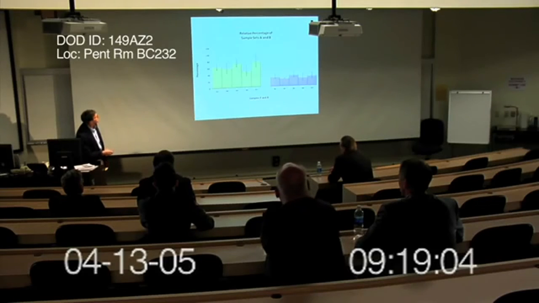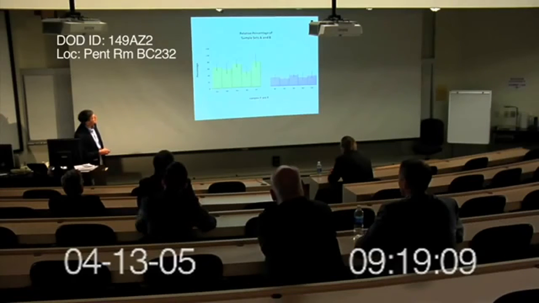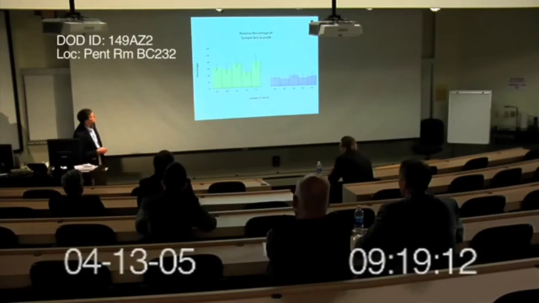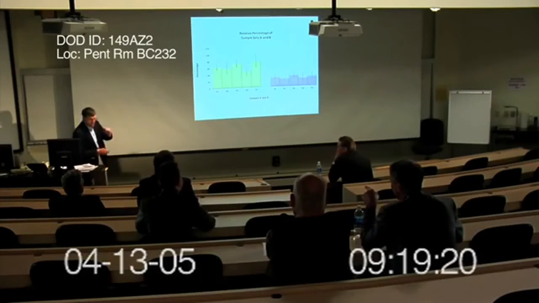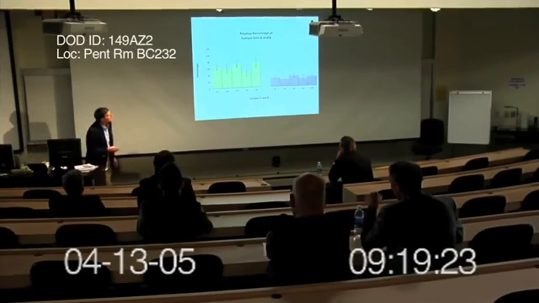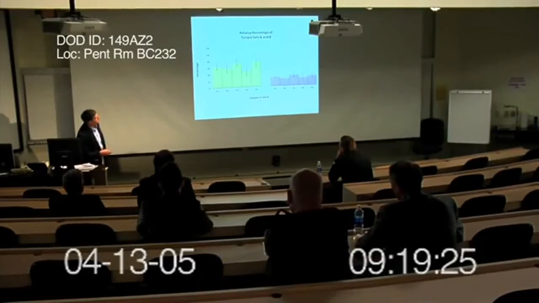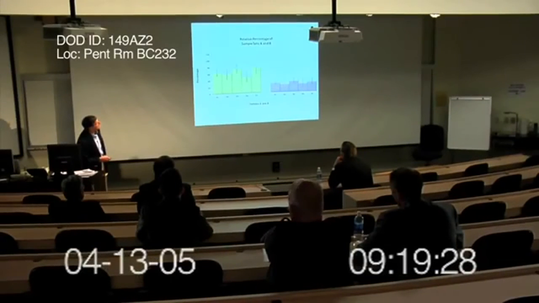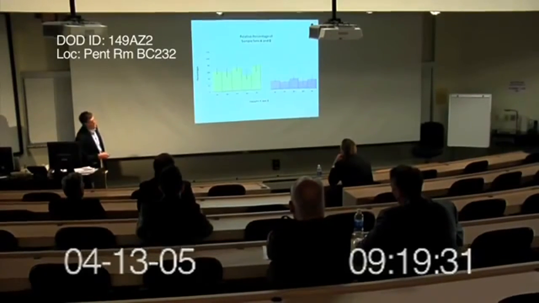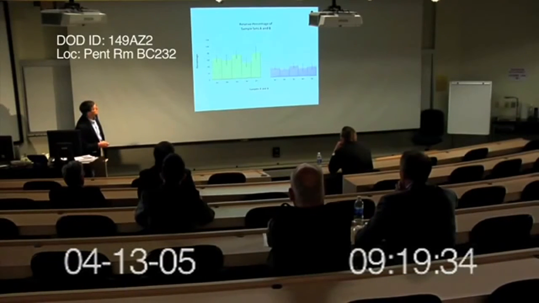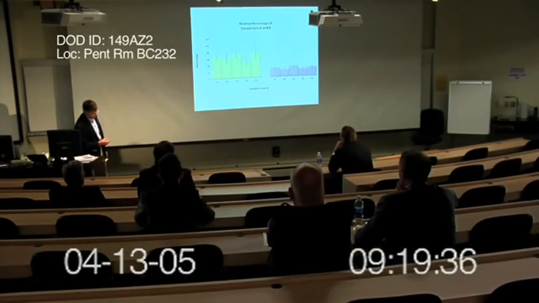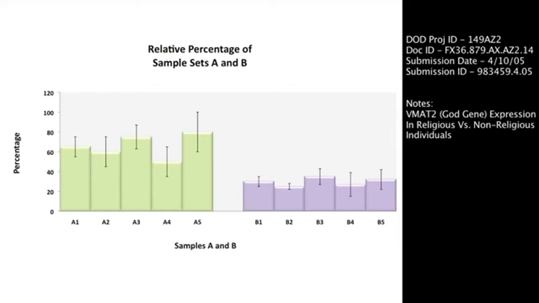On the left over here, we have individuals who are religious fundamentalists, religious fanatics, and this is the expression, real-time PCR expression of the VMAT2 gene. Over here, we have individuals who are not particularly fundamentalist, not particularly religious, and you can see there's a much reduced expression of this particular gene, the VMAT2 gene. Another evidence that supports our hypothesis for the development of this approach.